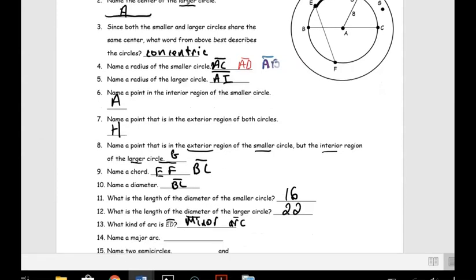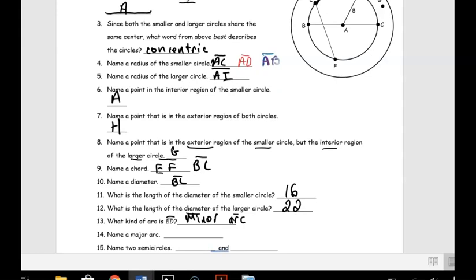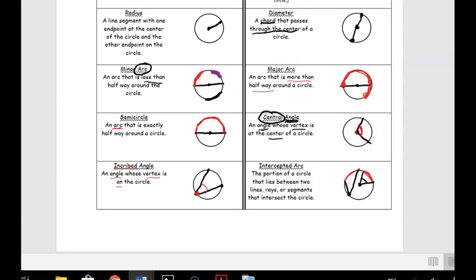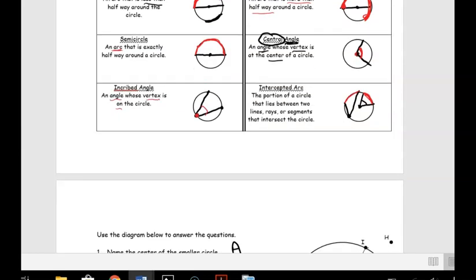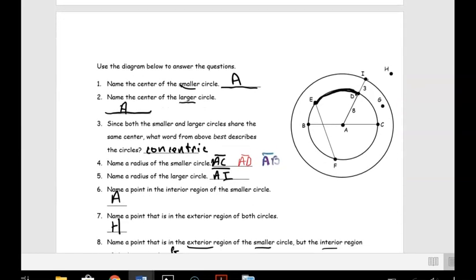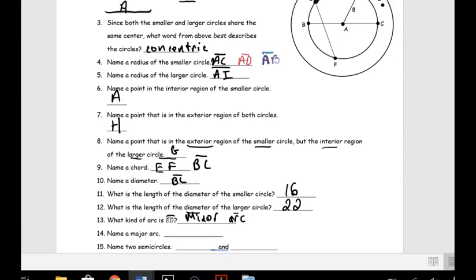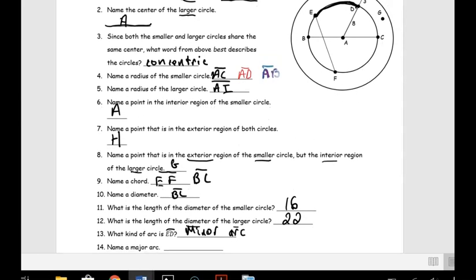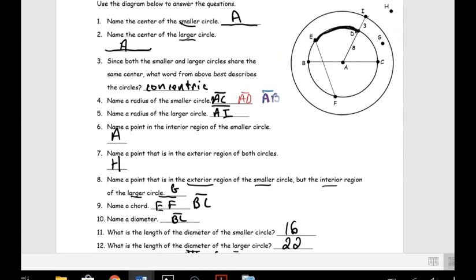All right, let's go to the next one. Name a major arc. So number 14 is asking us to name a major arc. Again, a major arc has to cover more than half of this circle. So now the important thing about a major arc, let's find a major arc. We can go to any circle. I'm going to use the smaller circle because we have enough info for this.